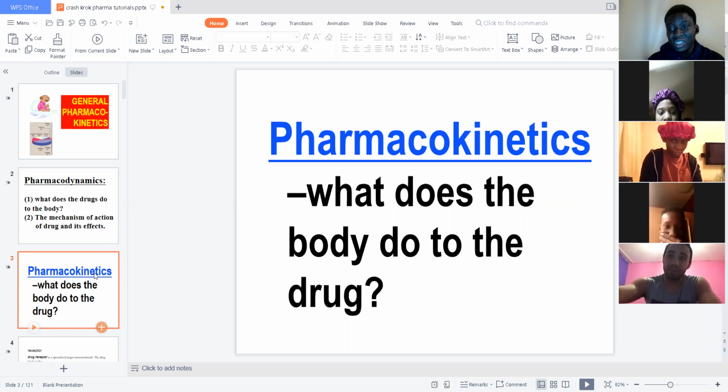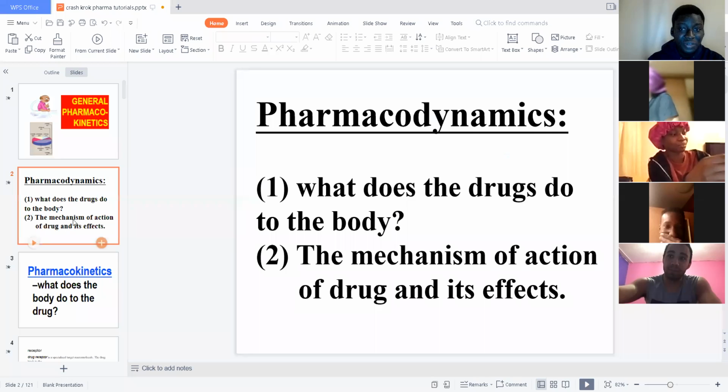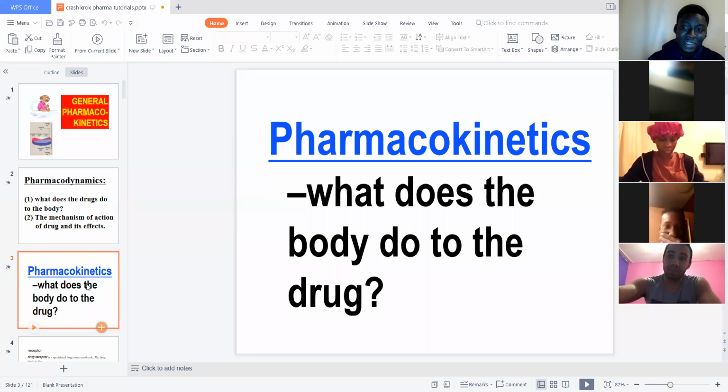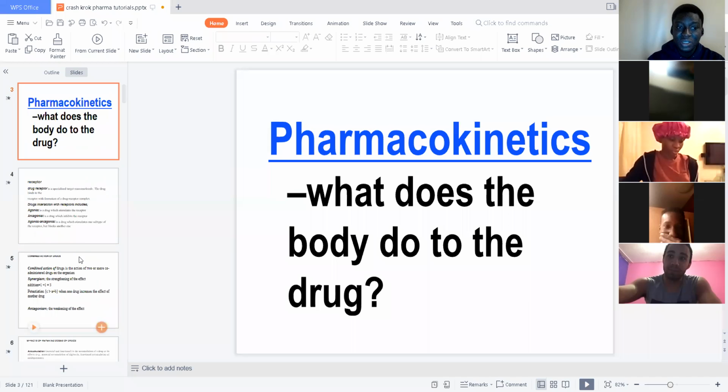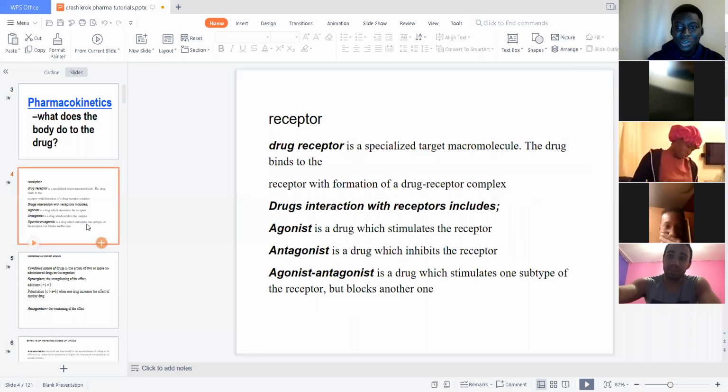Next is pharmacokinetics. What does the body do to the drug? This means what effect does the body have on the drug? How does it eliminate it? How does it break it down? So that's the first definition: pharmacodynamics, the drug's effect on the body, and pharmacokinetics, what the body does to the drugs.